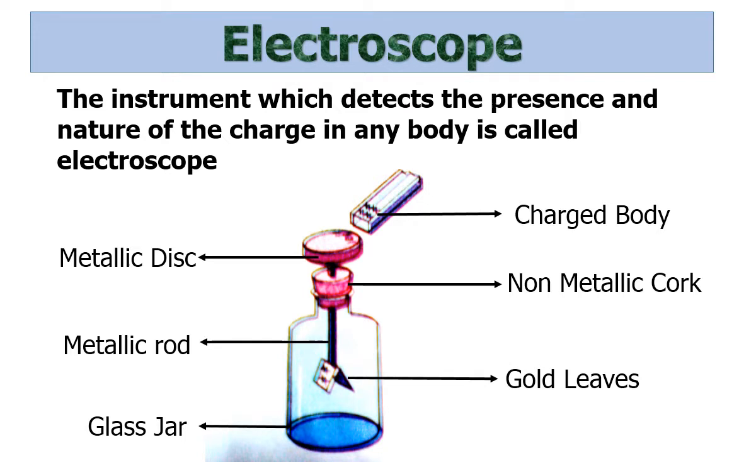Now I would like to talk about why gold leaf is used in an electroscope. Because no rust takes place on gold, gold can be made as thin as you need, and gold is a good electric conductor.